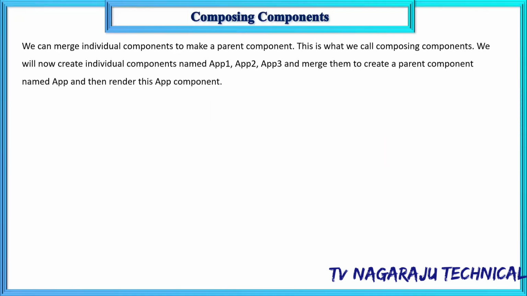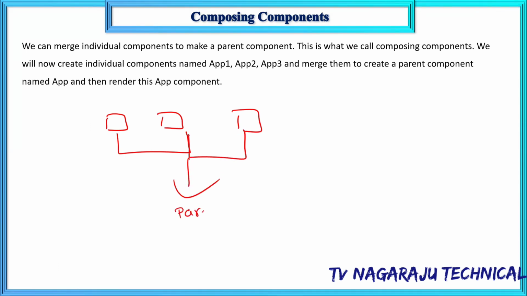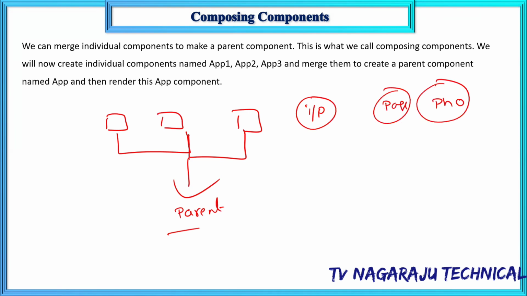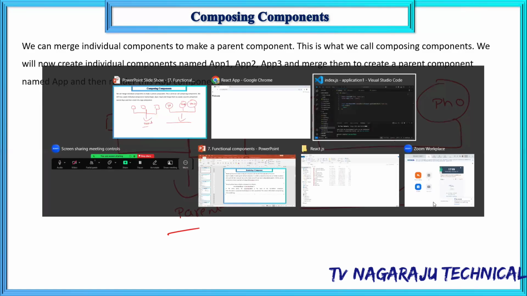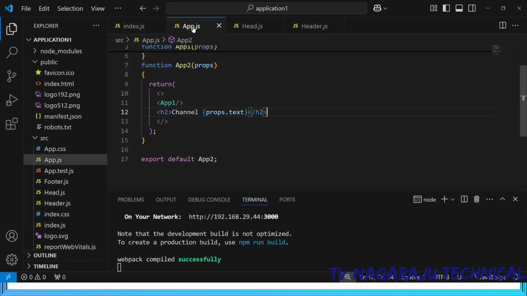Now composing components means, suppose I have multiple components. If you want, you can merge all these components into a single component. Suppose I want to create one file. Assume the information I require is one input field, one password field, one phone number field, like this, multiple components. Instead of writing each and every one, I directly merge all these components into a single one. That is composing components. Now I will show it with one example.